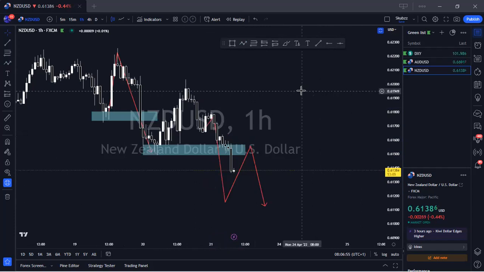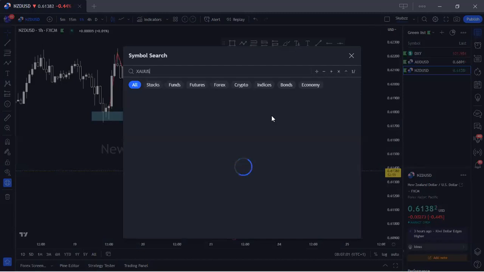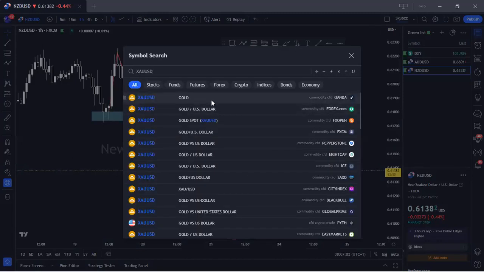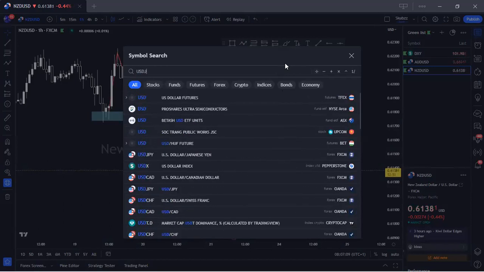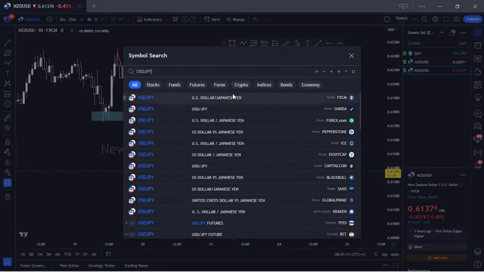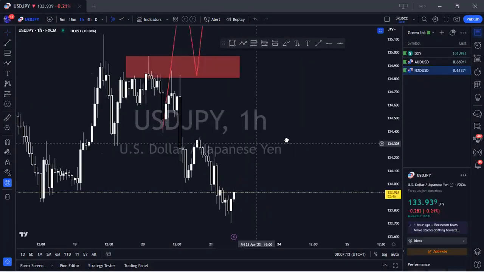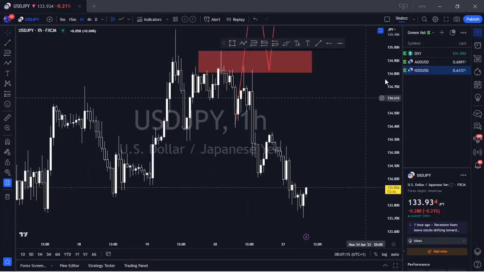Is there any other pair you guys want to take a look at? Gold is not even showing anything clear. Yeah, JPY. USDJPY. Okay, USDJPY.